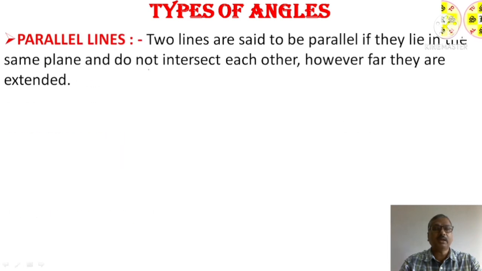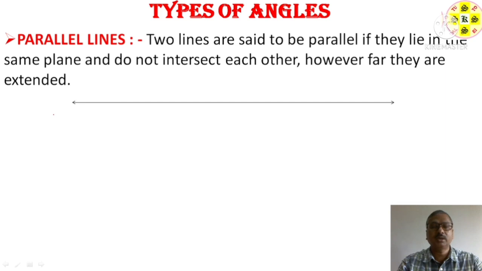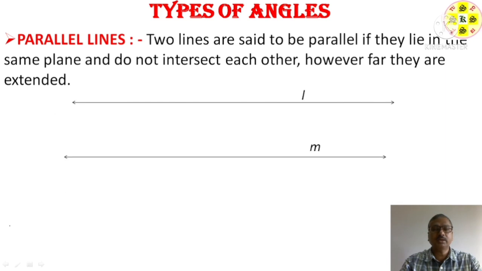Now parallel lines. What are parallel lines? Two lines are said to be parallel if they lie in the same plane and do not intersect each other, however far they are extended. That means lines can be extended. If two lines are lying on a plane, but they don't intersect, whatever their length given, but when we extend, if they intersect, they are not parallel lines. Now see, these are the examples, and their distance at any point is equal. Lines L and M are parallel to each other.